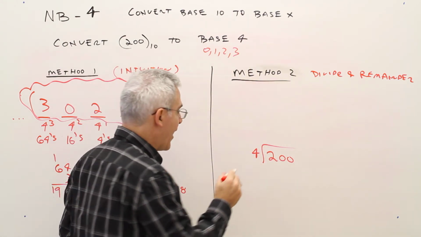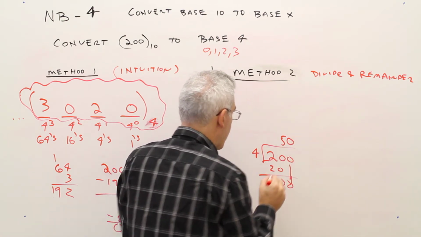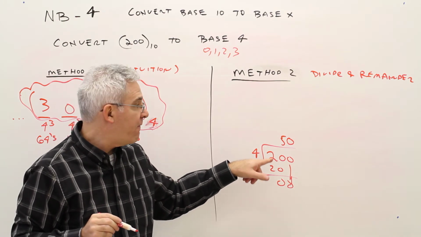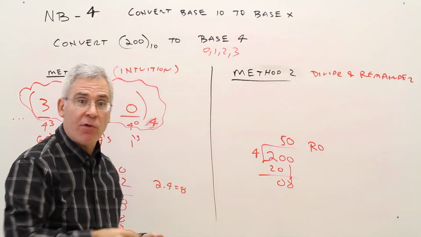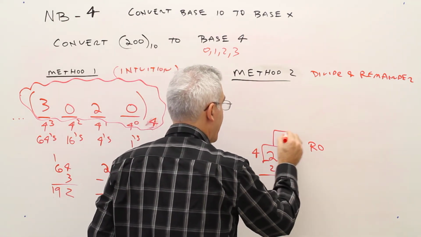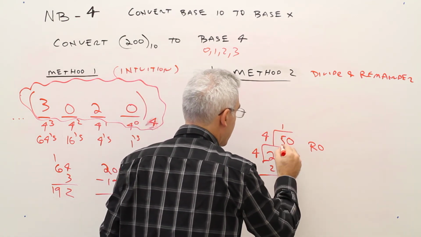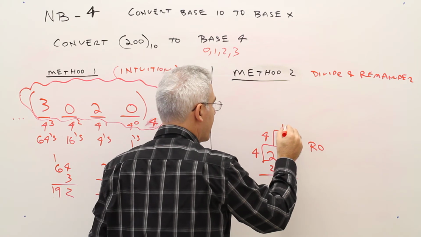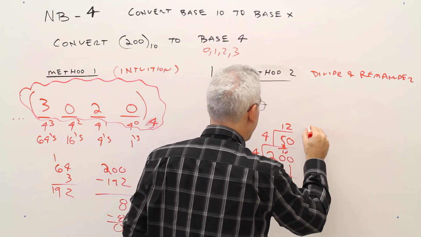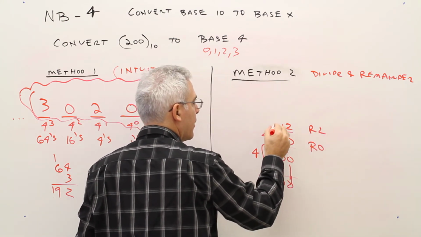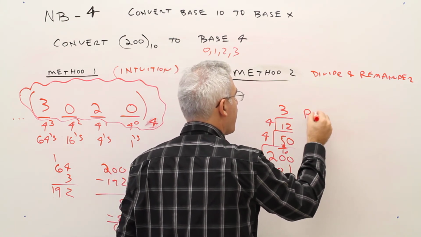4 goes into 200 50 times. Bring down the 0. So 4 goes into 200, remainder 0. It's very important that you list the remainders to the right side. Then I'll divide that by 4. 4 goes into 50, or I'll just go 1, 4, 10, 12. All right, so 12, remainder 2. 4 goes into 12, 3, remainder 0.